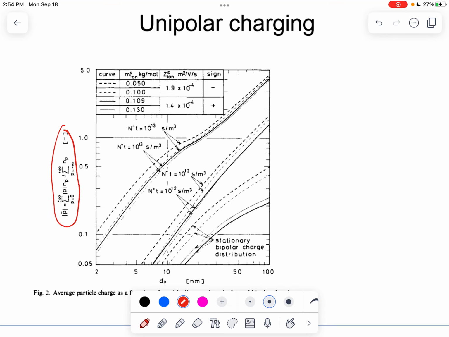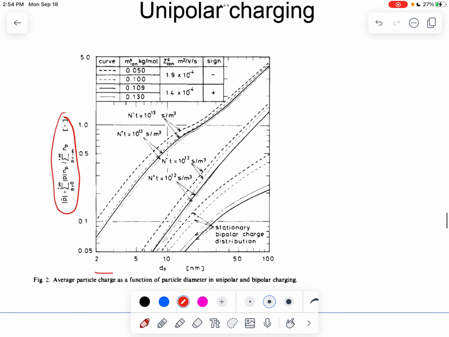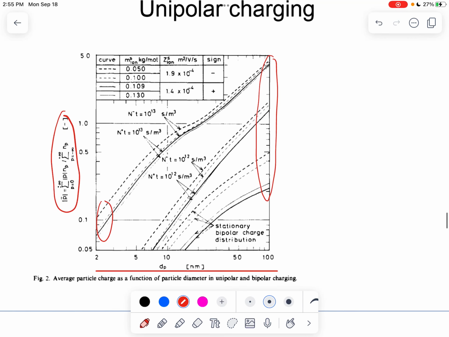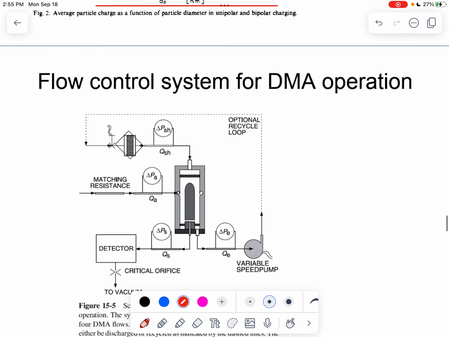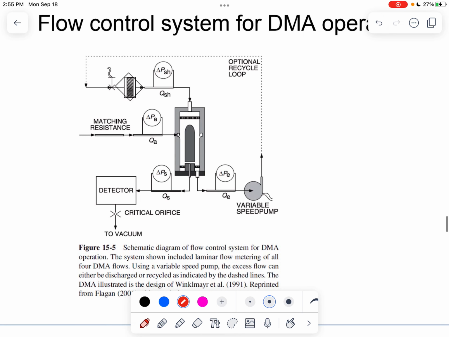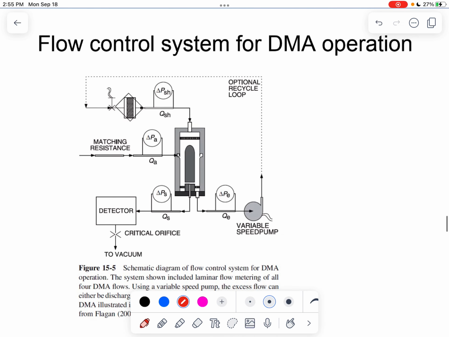Okay, so here it's further showing you the charge fraction of particles, the charging efficiency of particles with different sizes, right? So you can see particles with larger sizes can be more easily charged. Particles with smaller sizes are less easily charged. Okay? So here at the end of this class, we'll briefly talk about how we convert the CPC measurement to the size distribution. Okay?